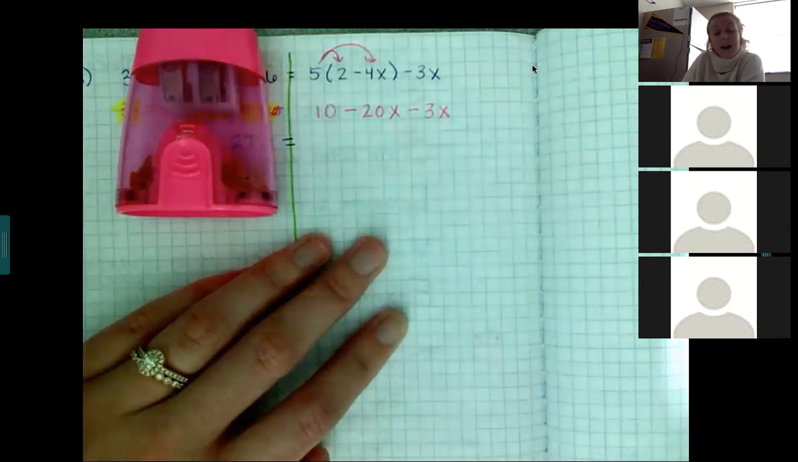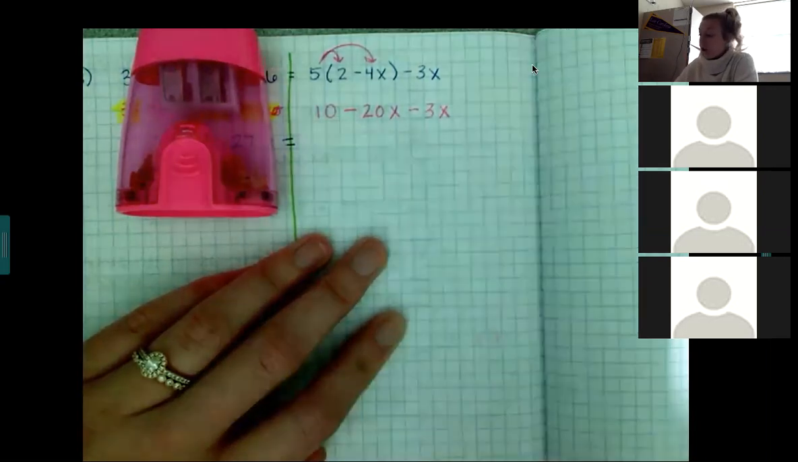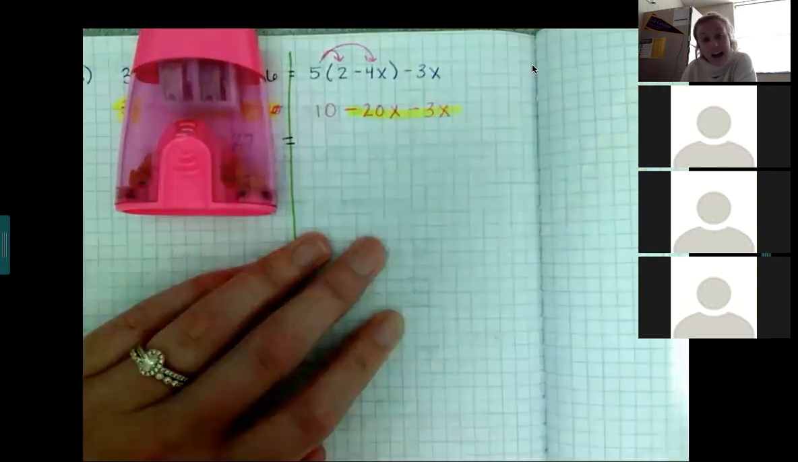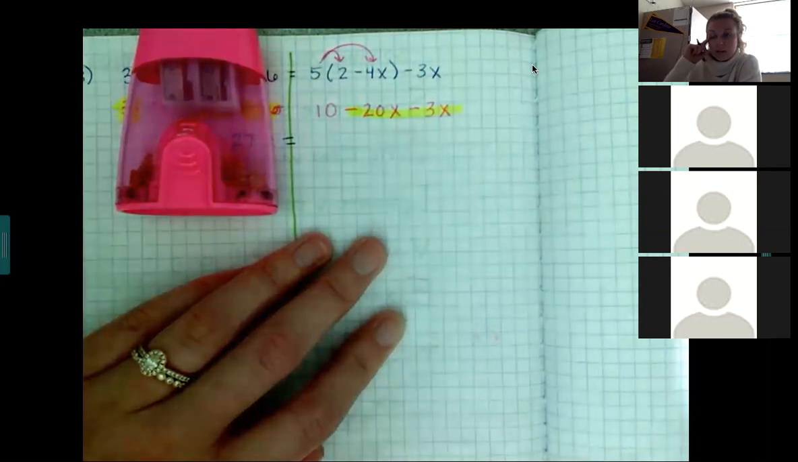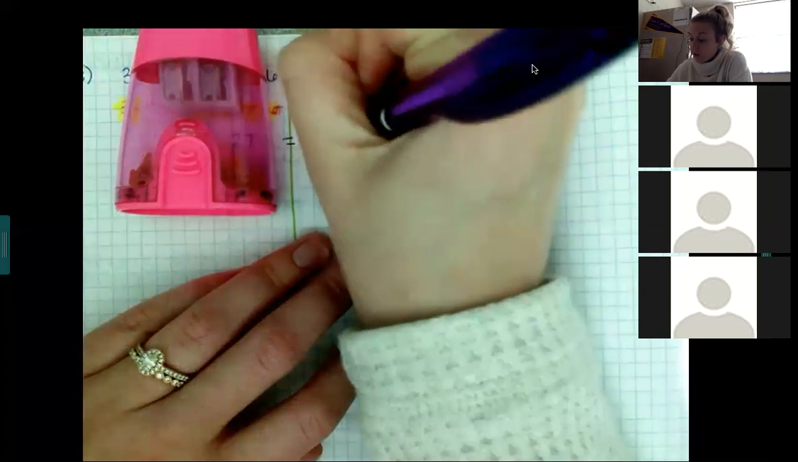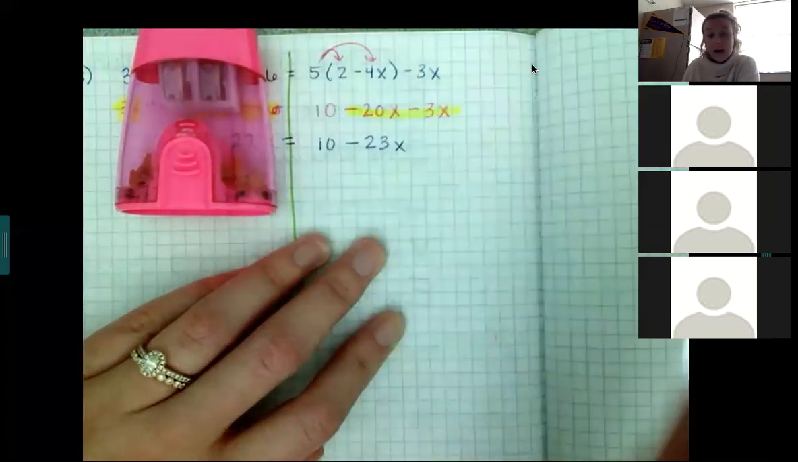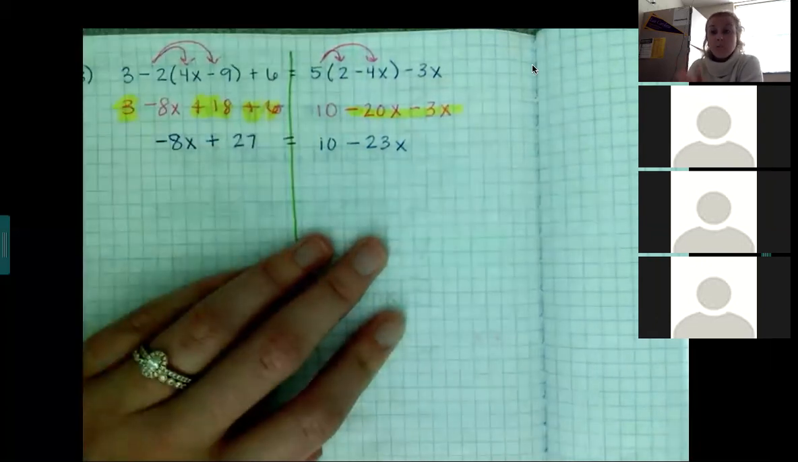Okay, so now, like I said, this is the hard part. What can we put together on this side? Negative 20 and negative 3. Good. The negative 20 and the negative 3 both have an x. Now, the signs are the same, which means I can add them, right? So what's 20 plus 3? 23, and it should stay negative, right? Because you're just putting them together. So did you guys get 10 minus 23x on this side? Yes. Okay, y'all, that is the hard part. If you can get there, we should be okay.